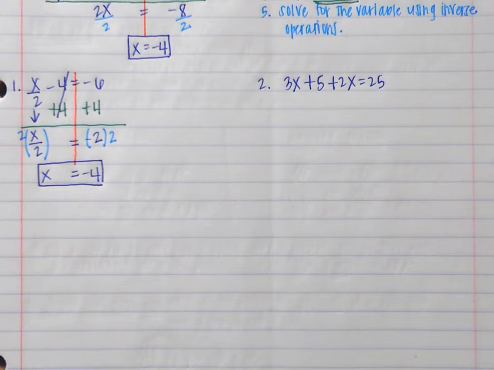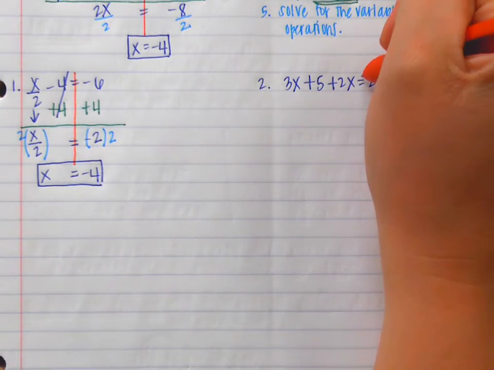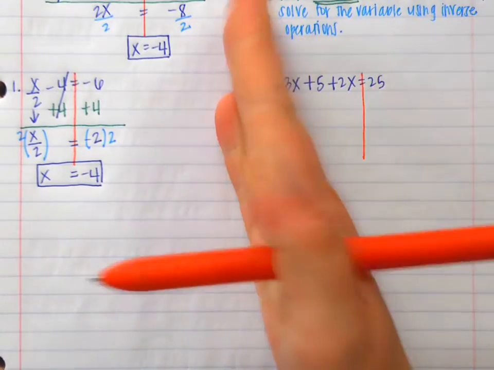Okay, so let's look at step 1. Distribute so there are no parentheses left in the equation. Are there any parentheses on the left side or on the right side? No, there aren't. So we can skip that step. Okay, then combine like terms on each side of the equation.